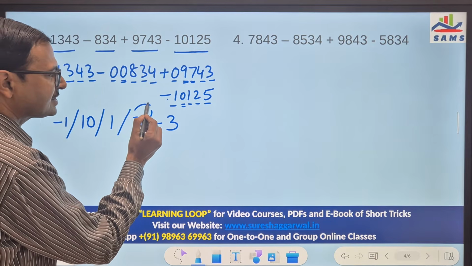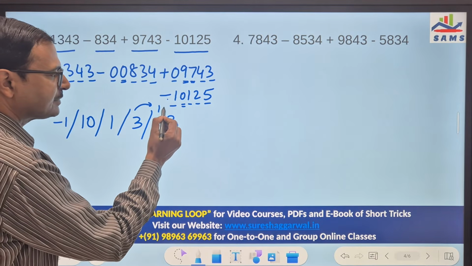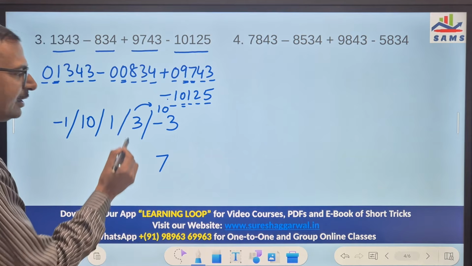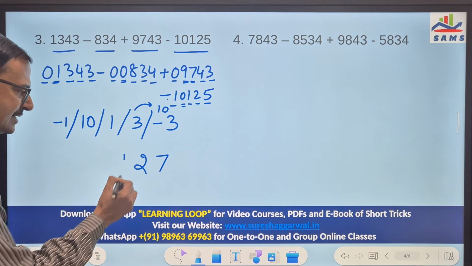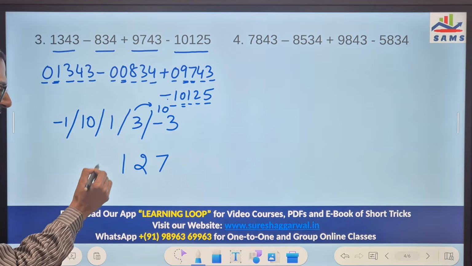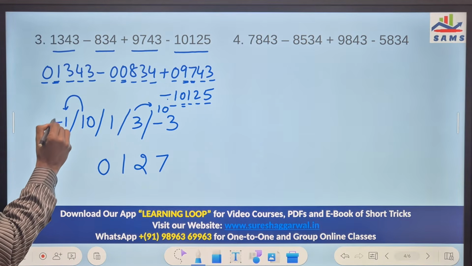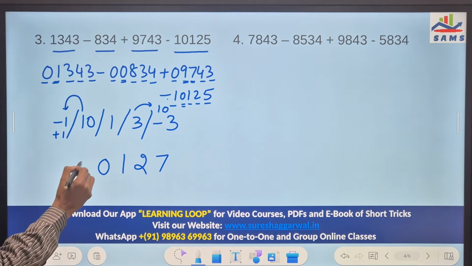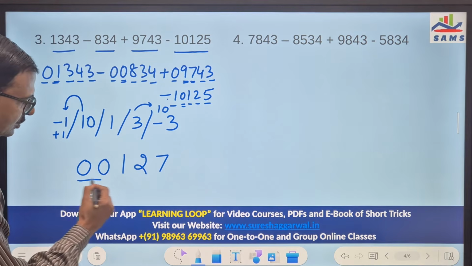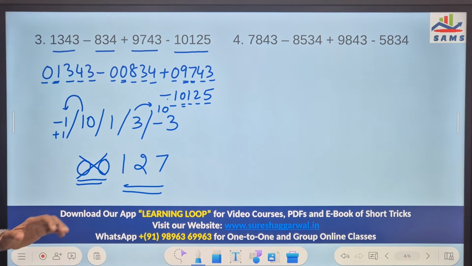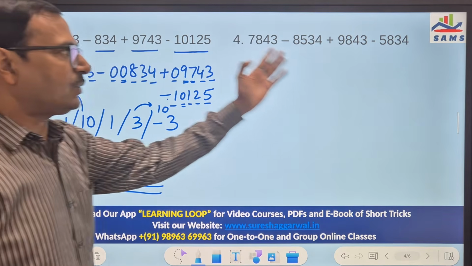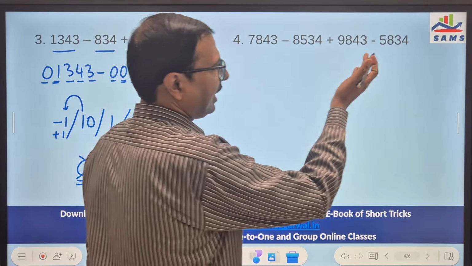Let's borrow this 1 from here. So this becomes 10 minus 3, which is 7. Now this becomes 2 because it gave away 1 and 1 retains as it is. 10 means 0 and the 1 carried. So minus 1 plus 1 becomes 0 and your answer, these two zeros are not required. So the answer is 127. Likewise, here we have 4-digit numbers.